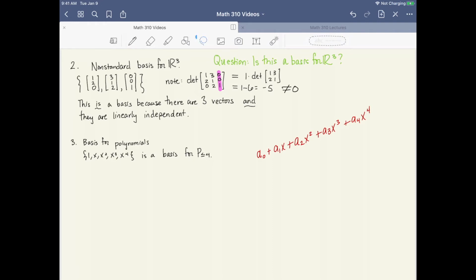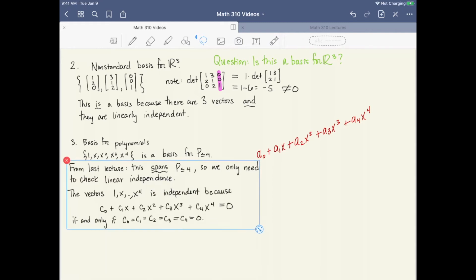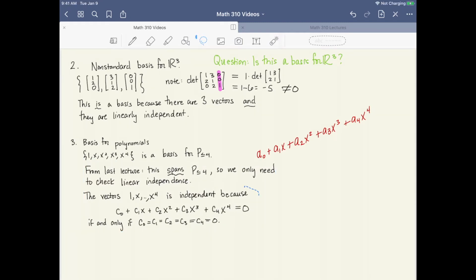So what remains to check is that these are actually independent of each other. And this is also really easy to see. So these vectors, and by vectors I mean these monomials, they're independent in this vector space because the only way you can add them all up together in a linear combination and produce the zero vector is if all of the coefficients are equal to 0. And that is what it means for them to be independent.